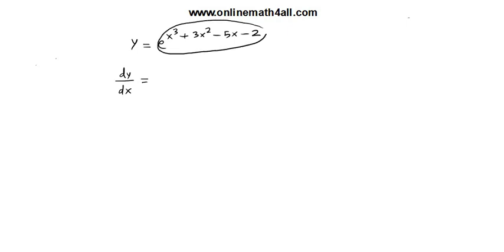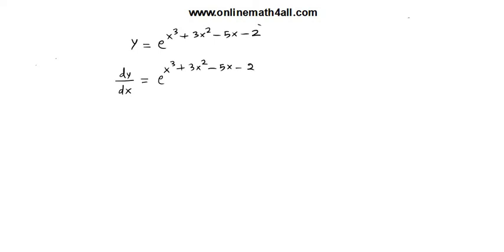Let's look at one more example to have a better understanding of this. Consider the function y is equal to e to the power of x cubed plus 3x square minus 5x minus 2. Now we find the derivative on both sides with respect to x. We get dy over dx on the left side. On the right side, when I find the derivative of e to the power of something, I write the same, that is e to the power x cube plus 3x square minus 5x minus 2.